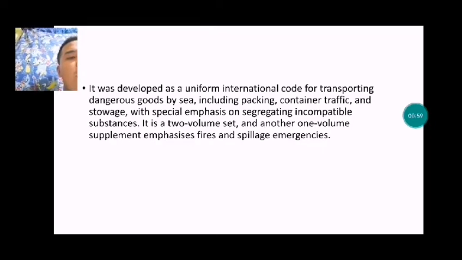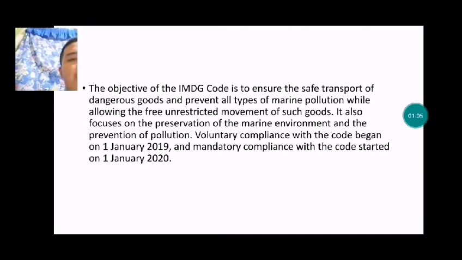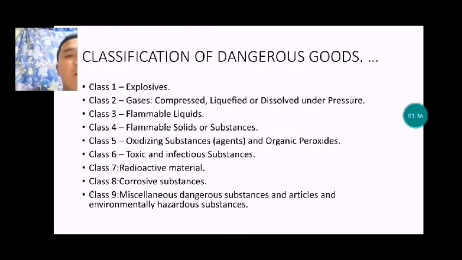It is a 2-volume set, and another 1-volume supplement emphasizes fires and spillage emergencies. The objective of the IMDG Code is to ensure the safe transport of dangerous goods and prevent all types of marine pollution while allowing the free and unrestricted movement of such goods. It also focuses on the preservation of the marine environment and the prevention of pollution. Voluntary compliance with the code began on 1st of January 2019, and mandatory compliance started on 1st of January 2020. Here are the 9 classifications of dangerous goods.